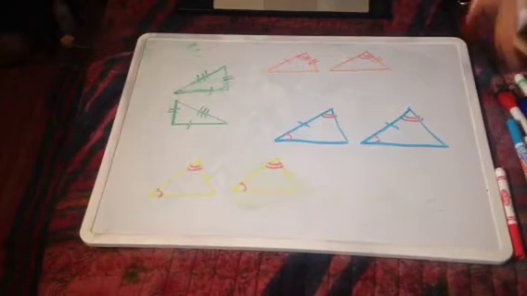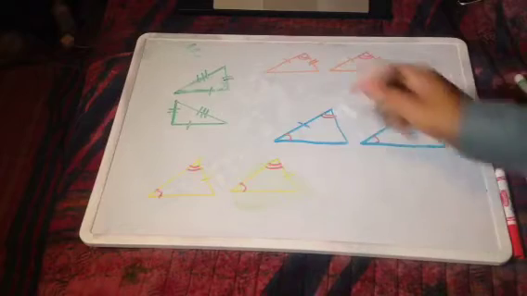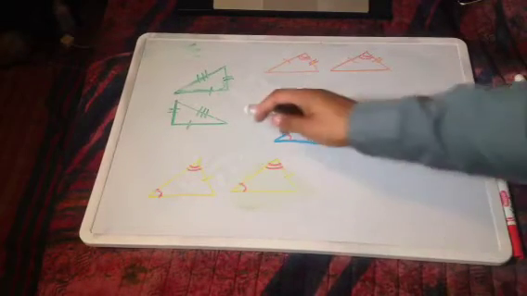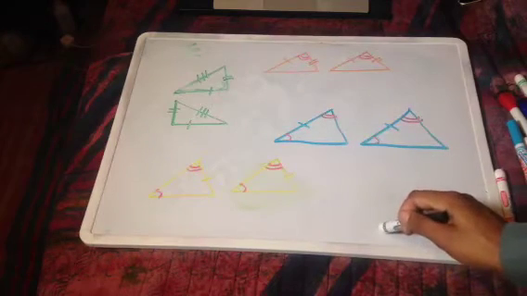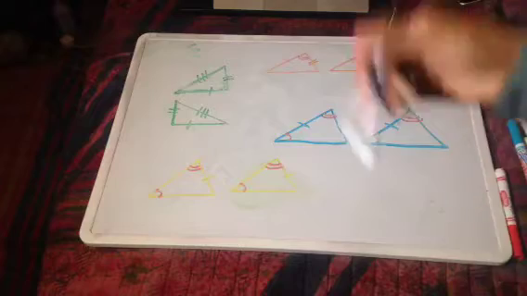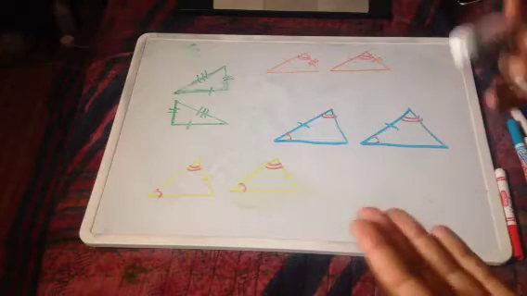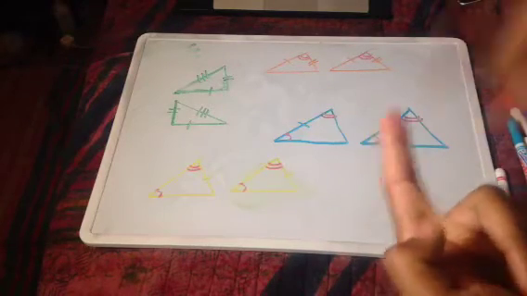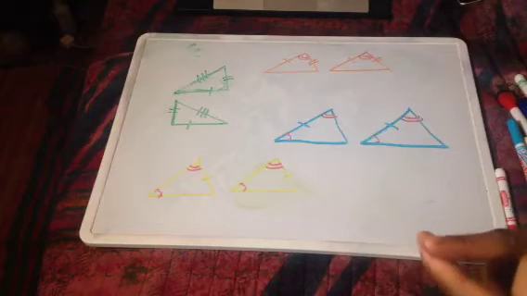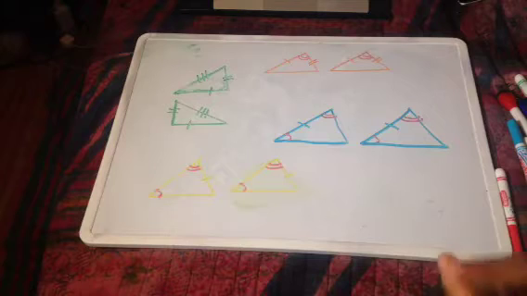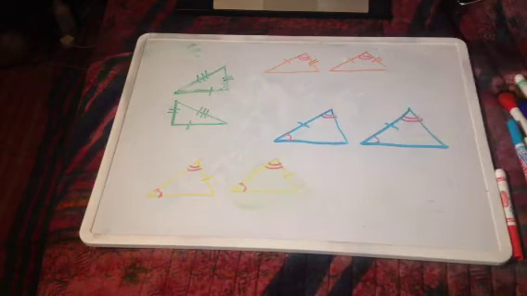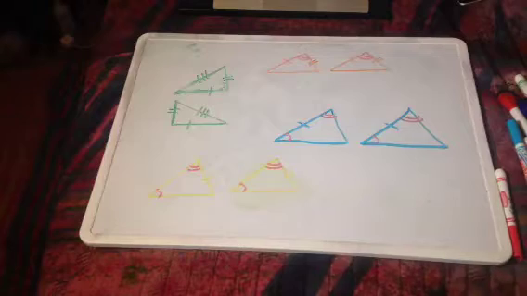All right, guys. So I've set up a couple of different triangles because we're going to talk about triangles that are congruent according to the postulates, whether it's side, side, side, or angle, side, angle, angle, angle, side. Because there seems to be a little confusion as to what that means.